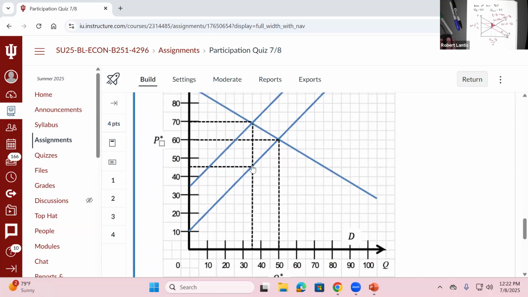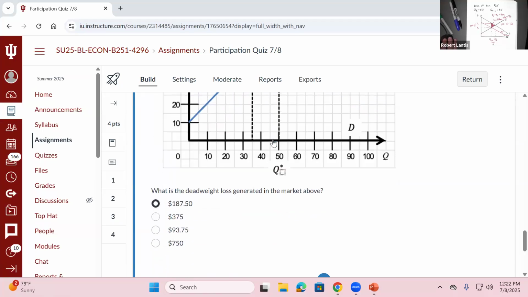Notice, what would the height of this triangle always be? The value of the tax of 25. What's the width? The reduction in quantity of 15. And then it's a triangle, so always times 1/2. So I could actually give you those values, and that deadweight loss, that triangle always represents the value of the tax times the number of units reduced by the tax, and then times 1/2. Okay.